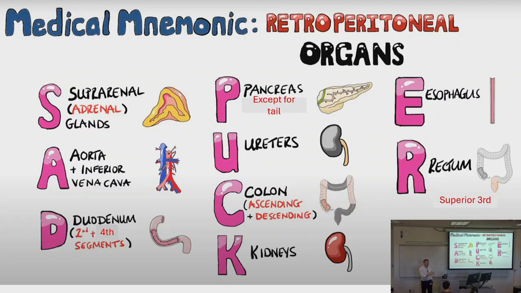Spleen is intraperitoneal. It's not retroperitoneal. The pancreatic tail goes and it almost touches the spleen. Okay, so you can follow it back around. So both of those are intraperitoneal.